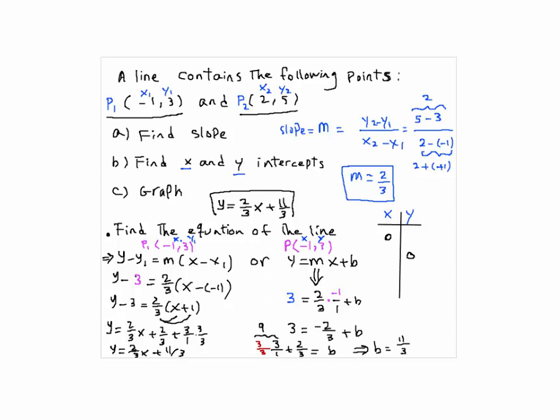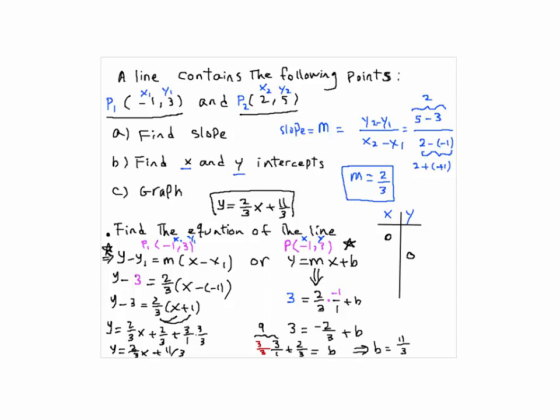Okay, so if you call this method number 1 and call this method number 2, which one do you think would be easier? Anyone? Number 2. I like number 2 also. So use y is equal to mx plus b, and just simply substitute 1 point, treat it as point P for x and y, and you know the slope. You can solve for y-intercept and you're done.